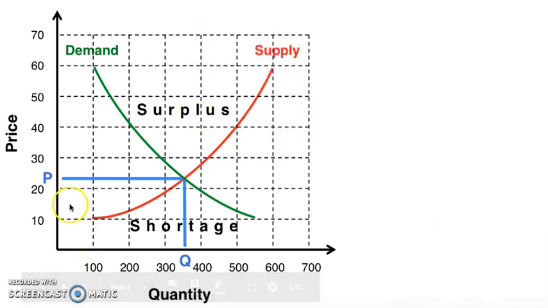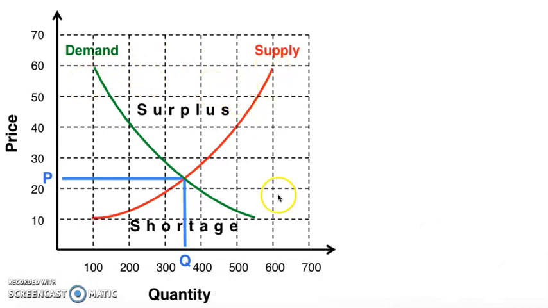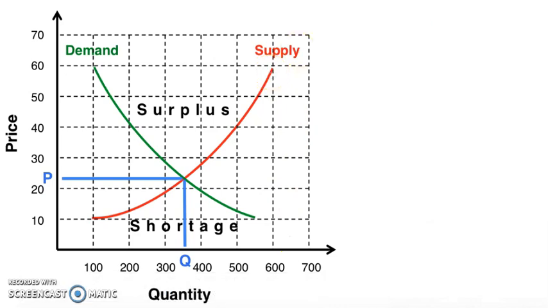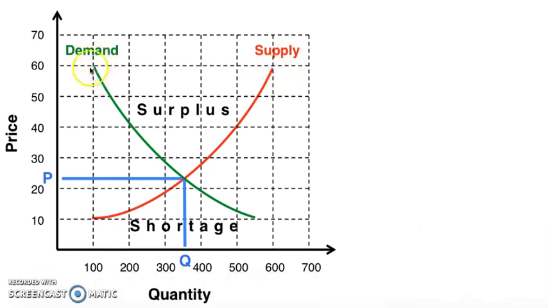A few things can happen. At $60, the producer wants to make 600 of those because it's worth more money. It has a greater value to them. However, the consumer at $60 only wants to buy 100. So we have 600 made, and only 100 people want to buy it. You're going to have a surplus. You're going to have a lot left over.